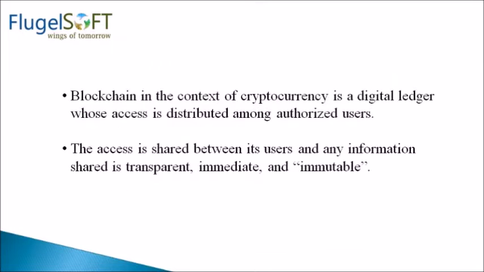Now, what is blockchain? Blockchain in the context of cryptocurrency is a digital ledger whose access is distributed among authorized users. This ledger records transactions related to a range of assets like, say, money, house, or even intellectual property. The access is shared between its users, and any information shared is transparent, immediate, and immutable. Immutable means anything that blockchain records is there for good and cannot be modified or tampered with, even by an administrator.